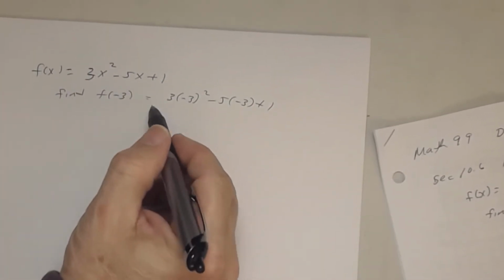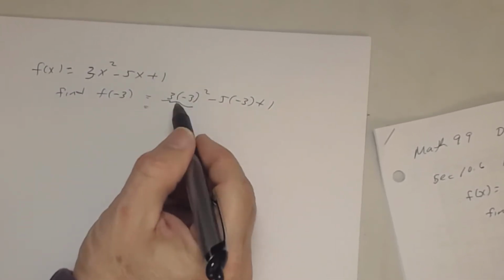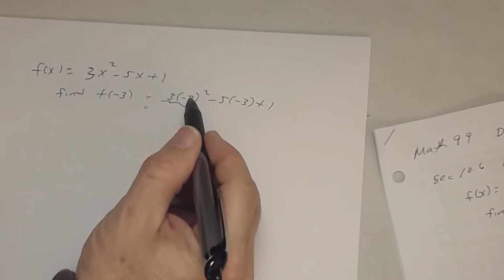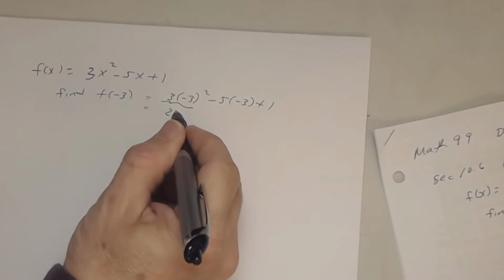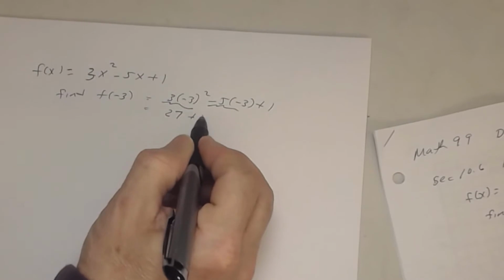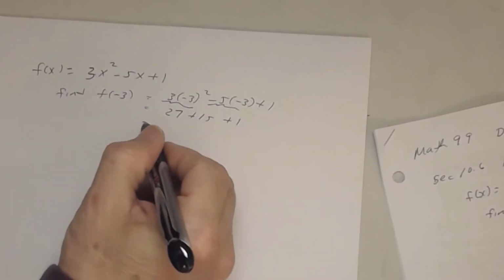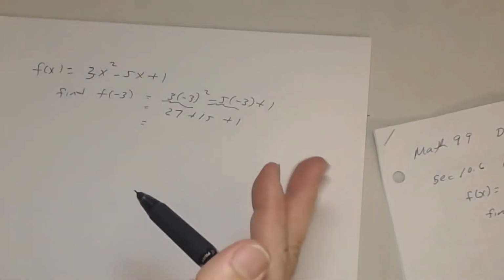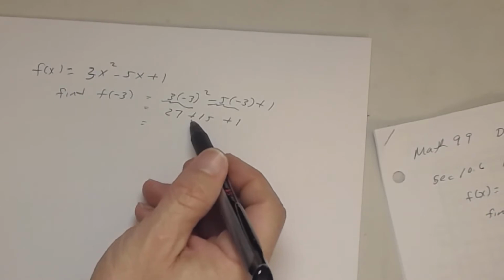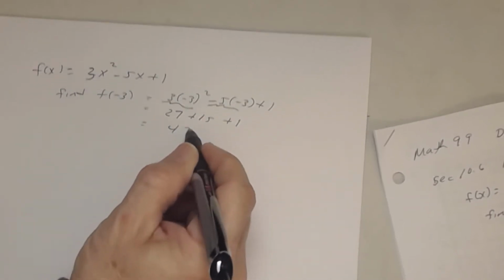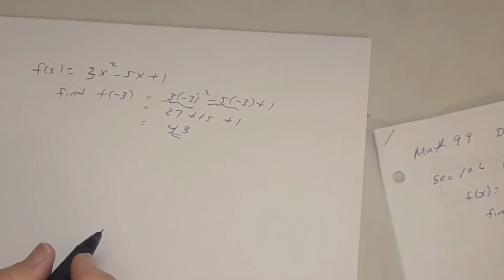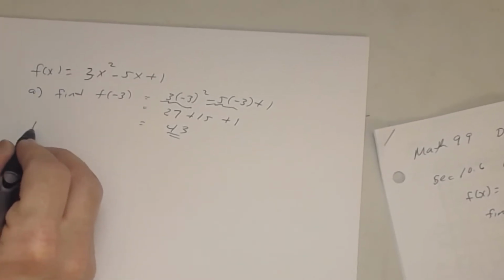All right. Now, when I do this term right here, what part do I do first? The exponent. -3 times itself is what? 9 times 3 is? 27. -5 times -3 is? 15. So plus 15 and then plus 1. And you just add from left to right. 27 plus 15 is 42. 42 plus 1 is 43. So f of -3 equals 43. You all agree? Yes.